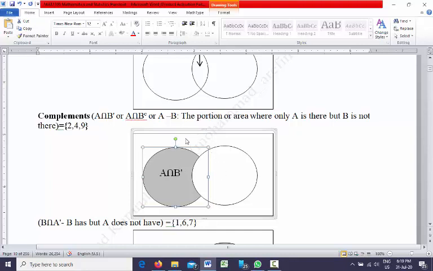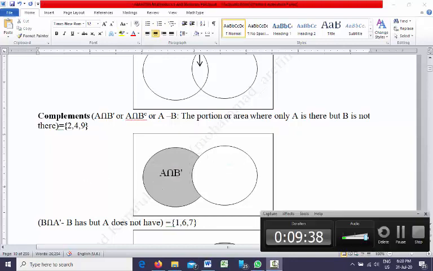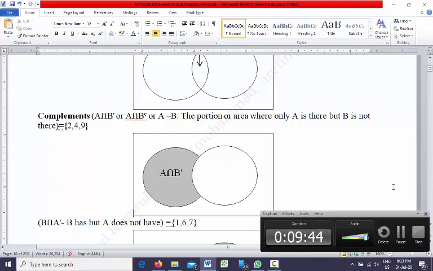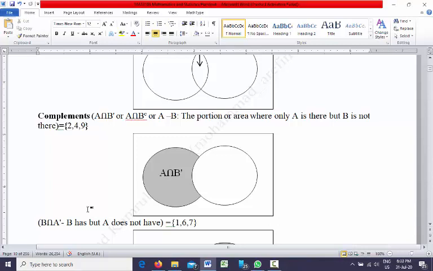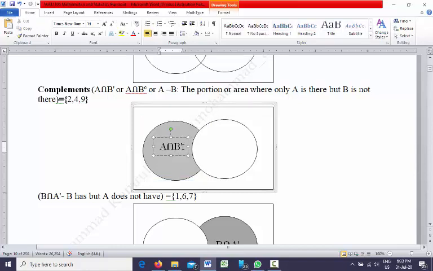So from set A we are removing the elements of set B. This is set B, and this is set A. From set A we are removing the elements of B. So this is the shaded area. The shaded area here will be called A intersection B prime.